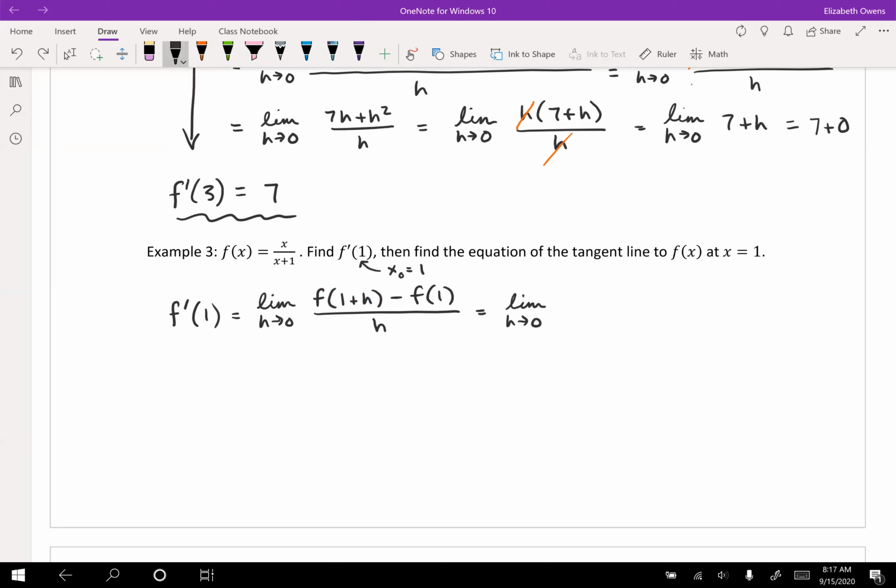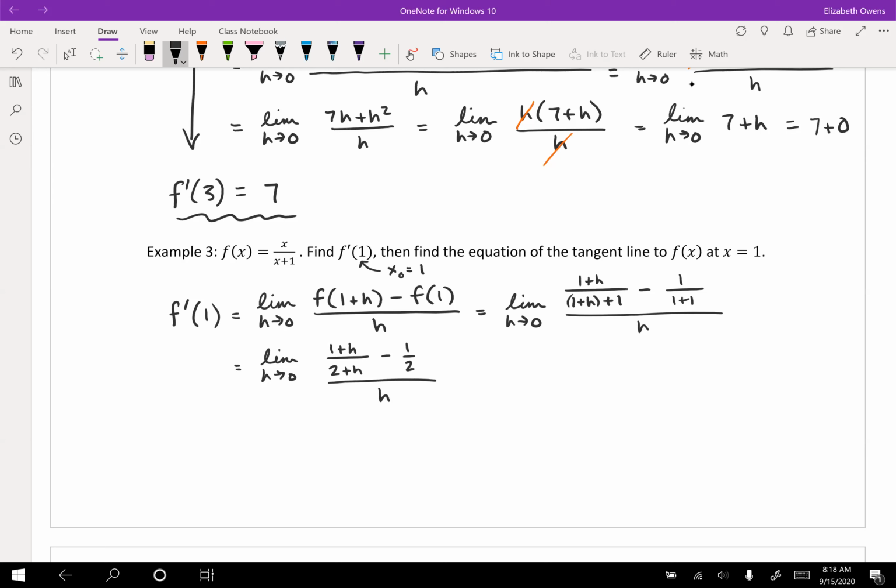Okay, going to have 1 plus h over 1 plus h plus 1 down in the denominator. Okay, and then minus f of 1. So 1 over 1 plus 1. All over h. Okay, let's simplify a bit. Limit h approaches 0. We got 1 plus h over 2 plus h minus 1 half all over h.